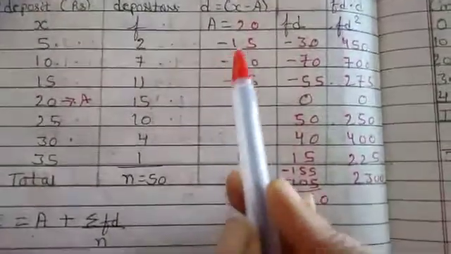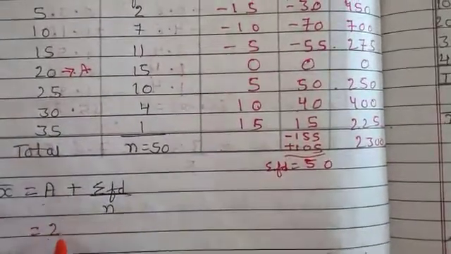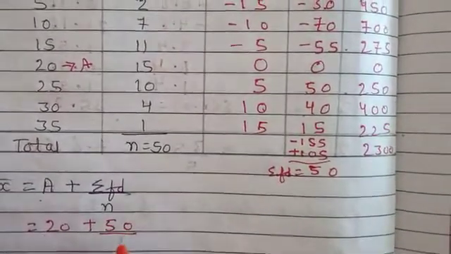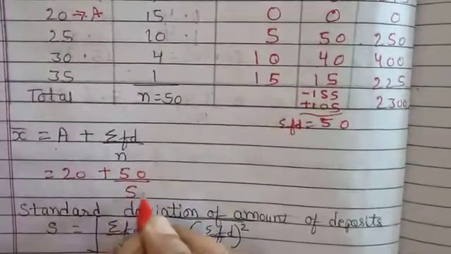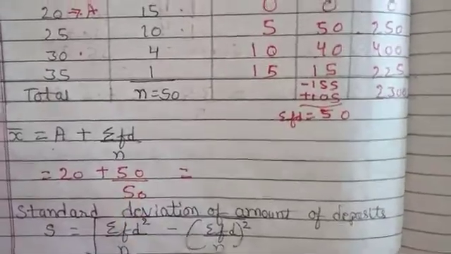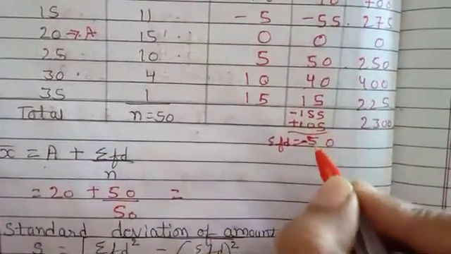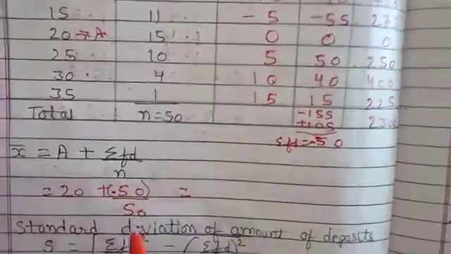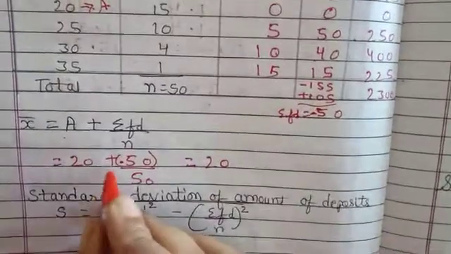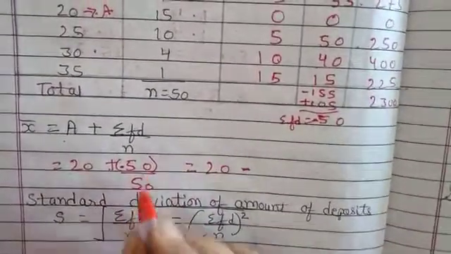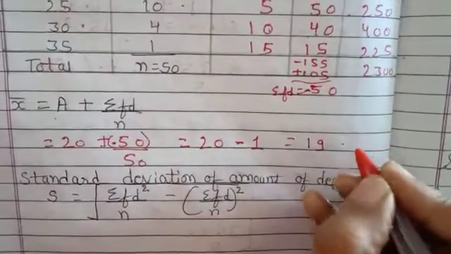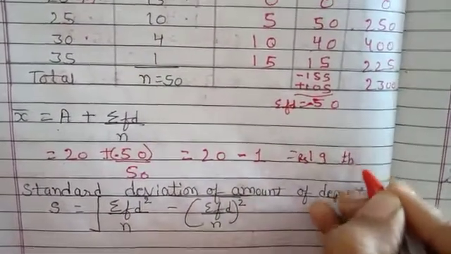Now first of all we'll find out our mean, that is equal to A plus sigma FD upon N, the shortcut formula. What is your A, the assumed mean, here? 20 plus sigma FD, sigma FD is minus 50, divided by N, N is 50. So here it is minus 50. Now 50 divided by 50 will give you 1. Plus minus is minus, and here 1. So 20 minus 1 is 19. So my X bar is rupees 19,000.